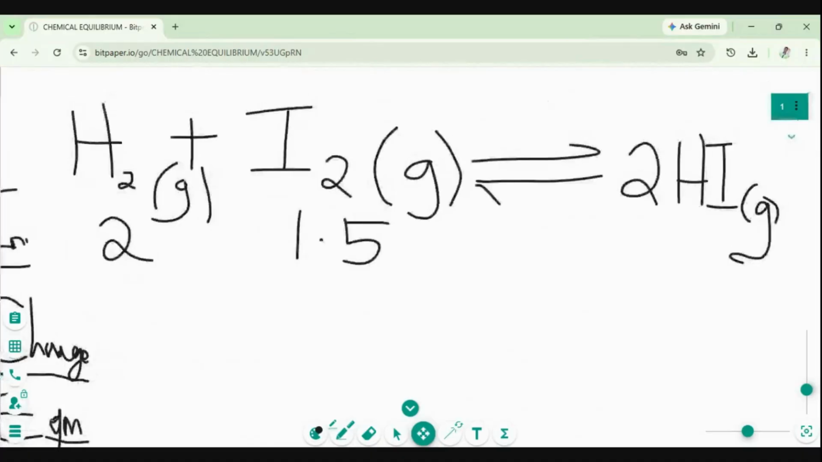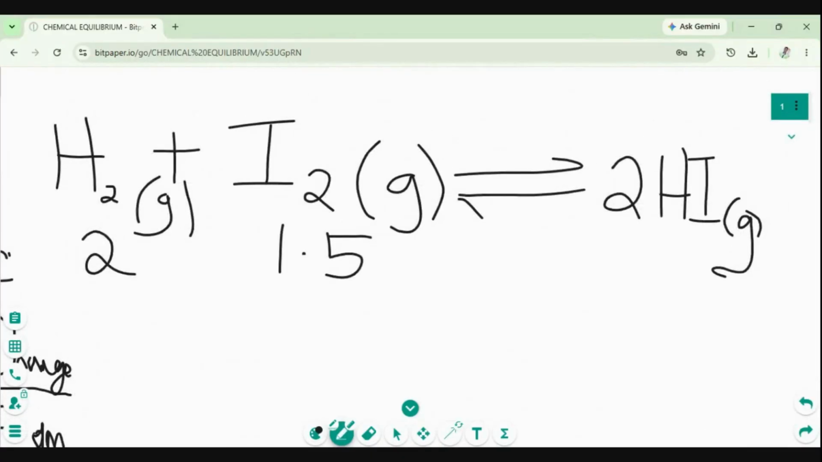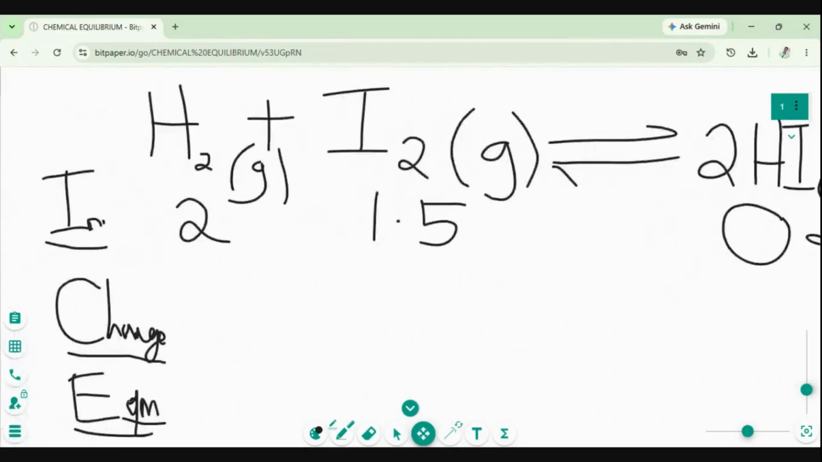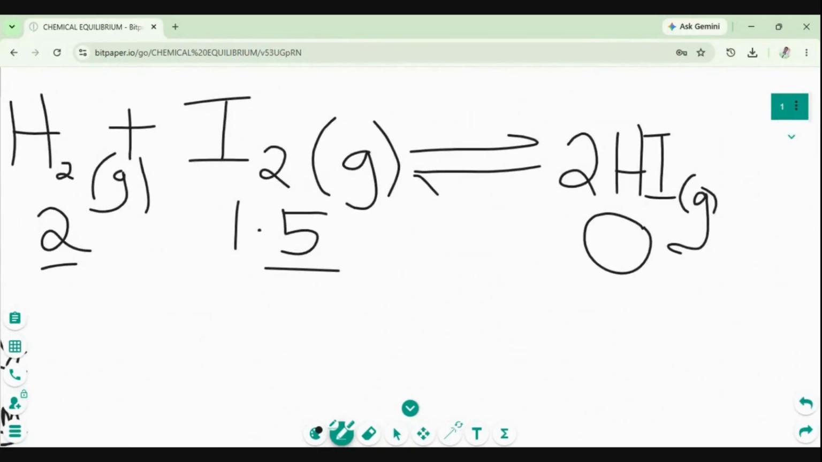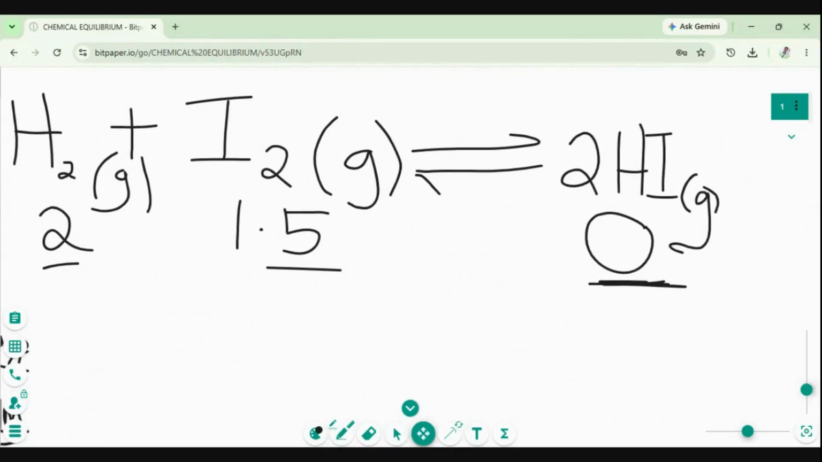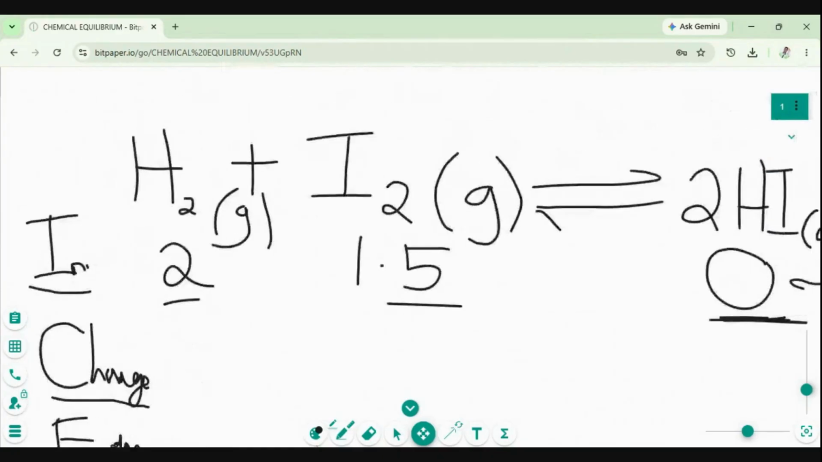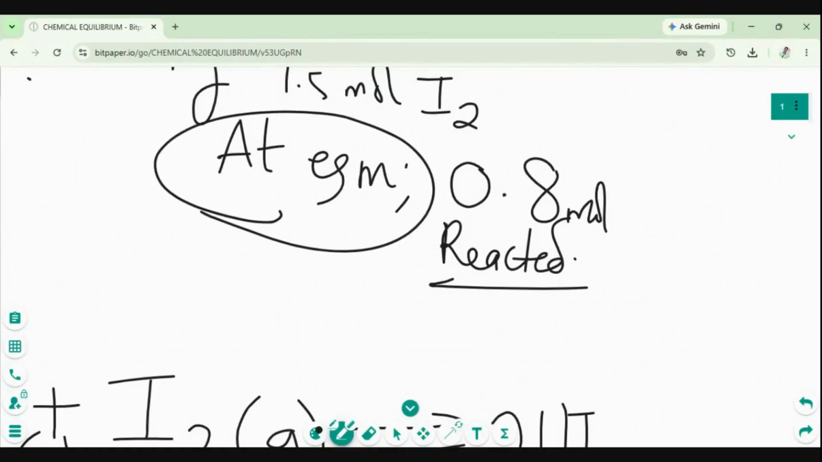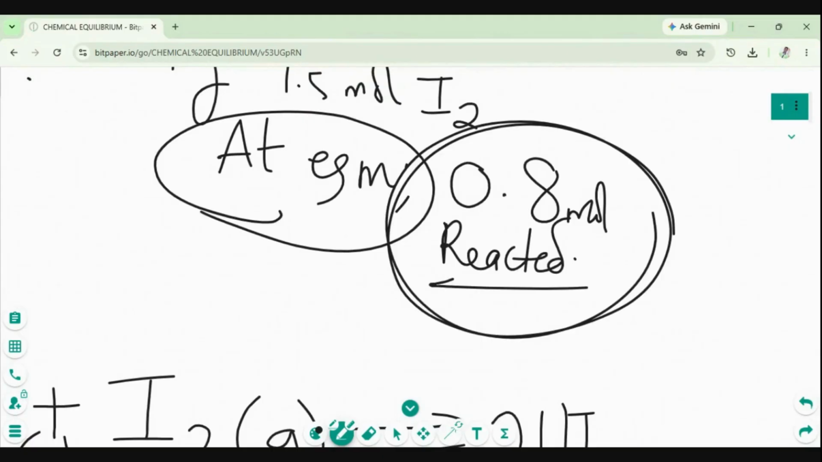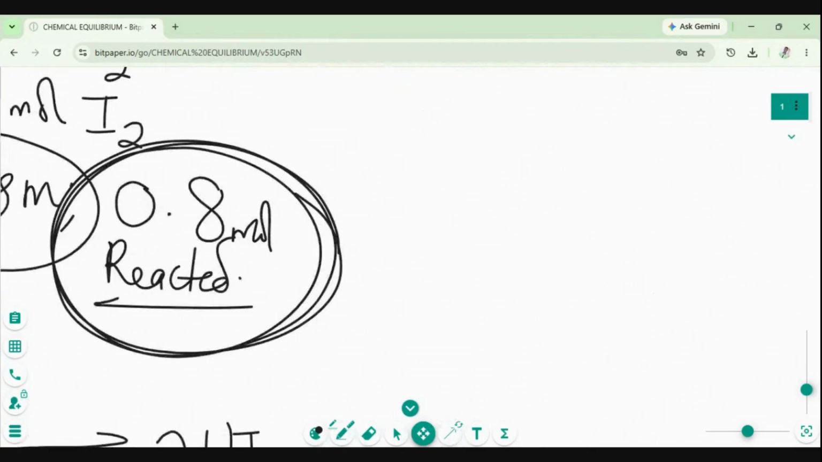Now, initially, at the start of maybe this experiment, we don't have hydrogen iodide at all, because what was placed in the vessel is hydrogen and iodine. That's the only thing we placed there. Hydrogen iodide, its number of moles was 0. Okay. And what other information has been given? They are telling us when they came to check at equilibrium, 0.8 moles had reacted.